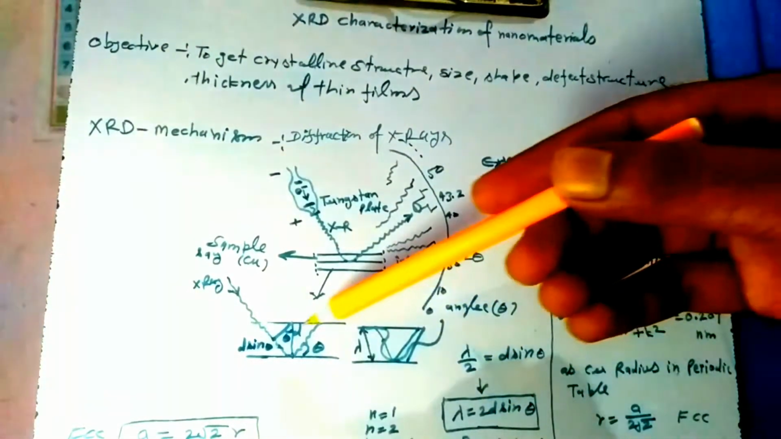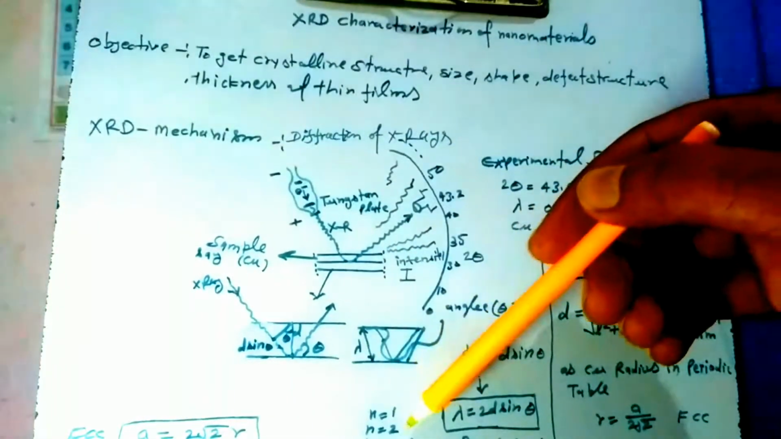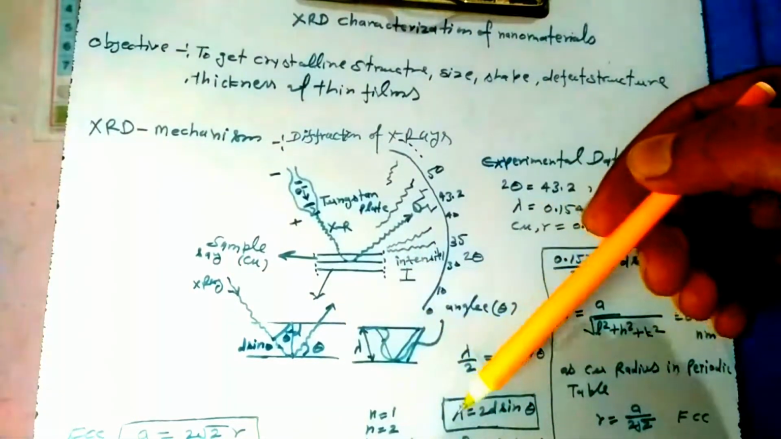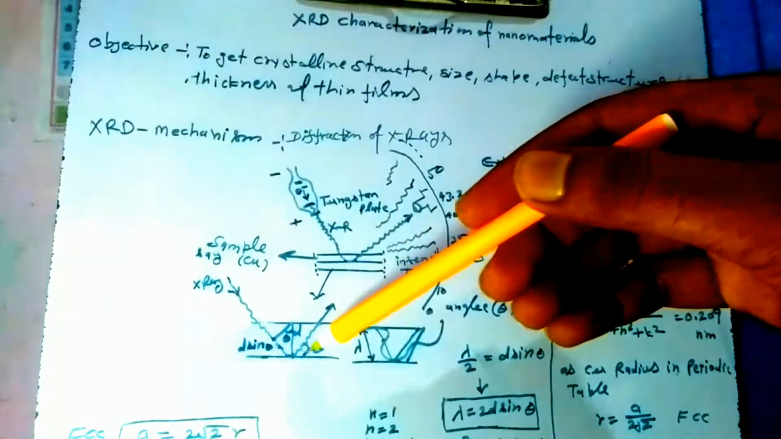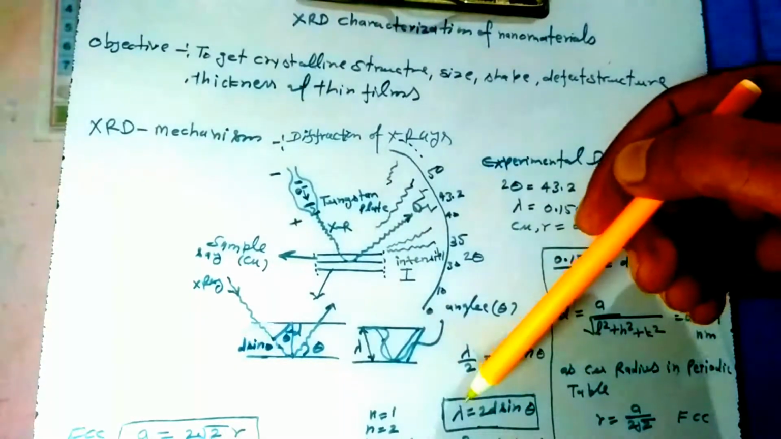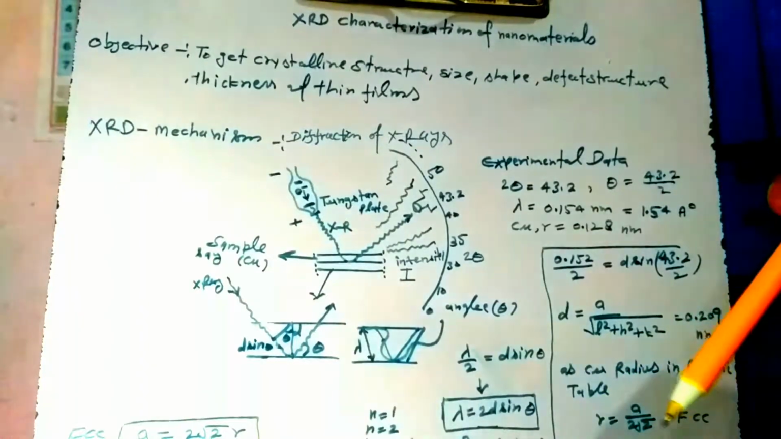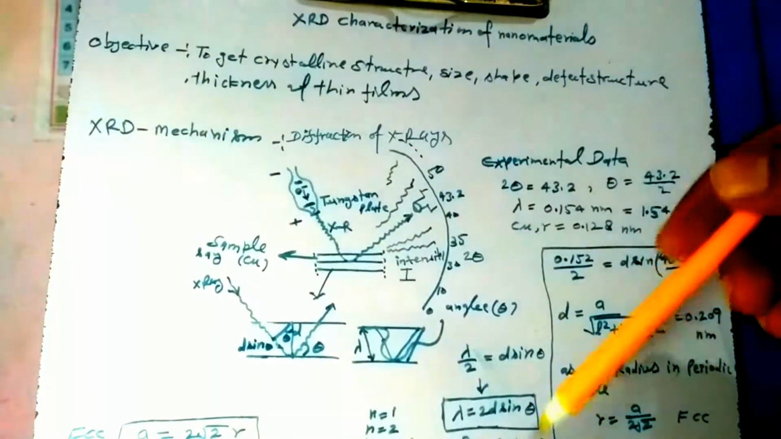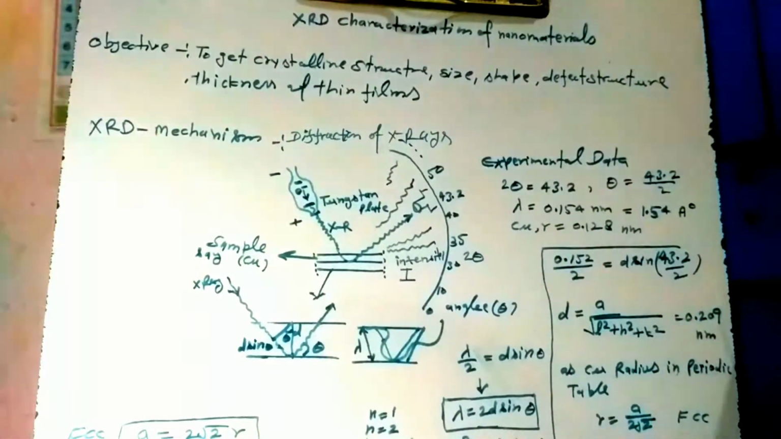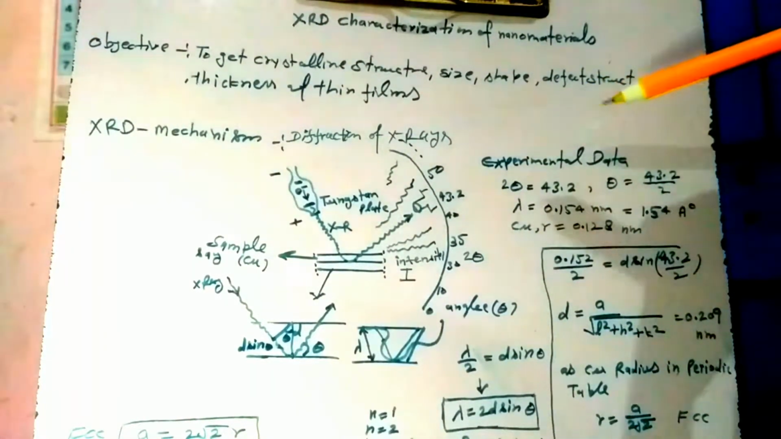Here the n, if the reflection is from the first layer, then n is 1. For the second layer, n is 2, 3, 4, and so on. That depends on the layer of reflection. So here, this is the first layer, so n is 1. So that becomes n lambda equals 2d sine theta, so lambda equals 2d sine theta. This is your Bragg's law, and this law we are going to use in XRD characterization of nanomaterials, if the conditions are given already during the experiment.